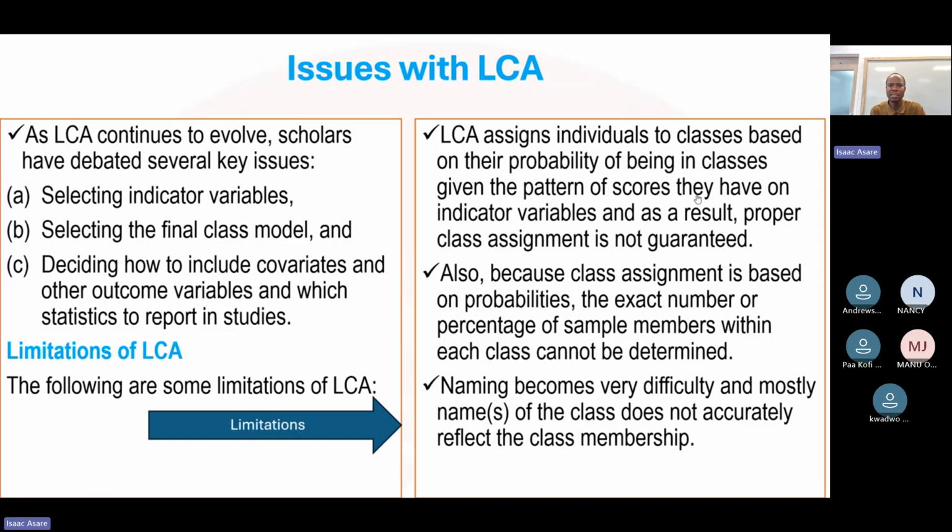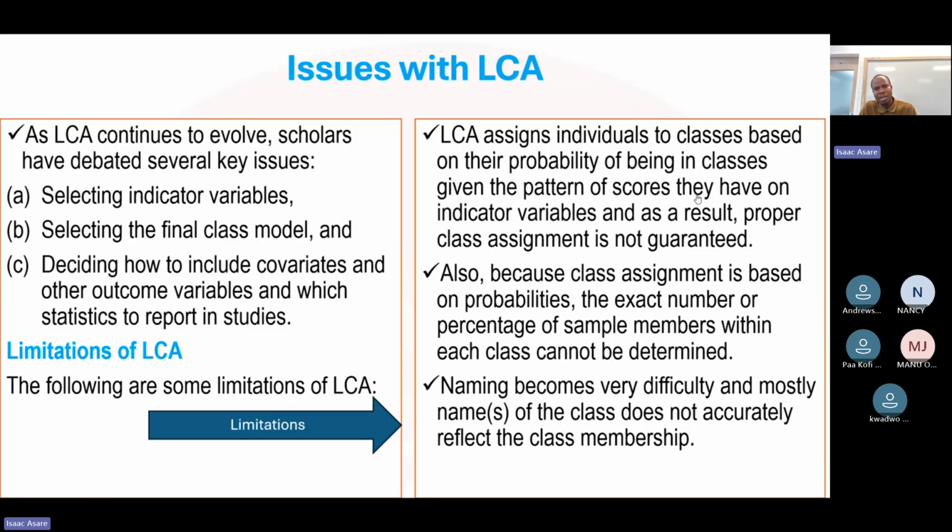So when it happens, you say that proper class assignment is not guaranteed. This is how I did maintain, so I belong to this class, and so on. Sometimes it does not really happen that way, but it is a limitation that researchers have been able to identify. So you must have it in mind that if you are writing a paper in this area using this technique, you should indicate why you think there's a limitation with respect to the classes that you have been able to establish.